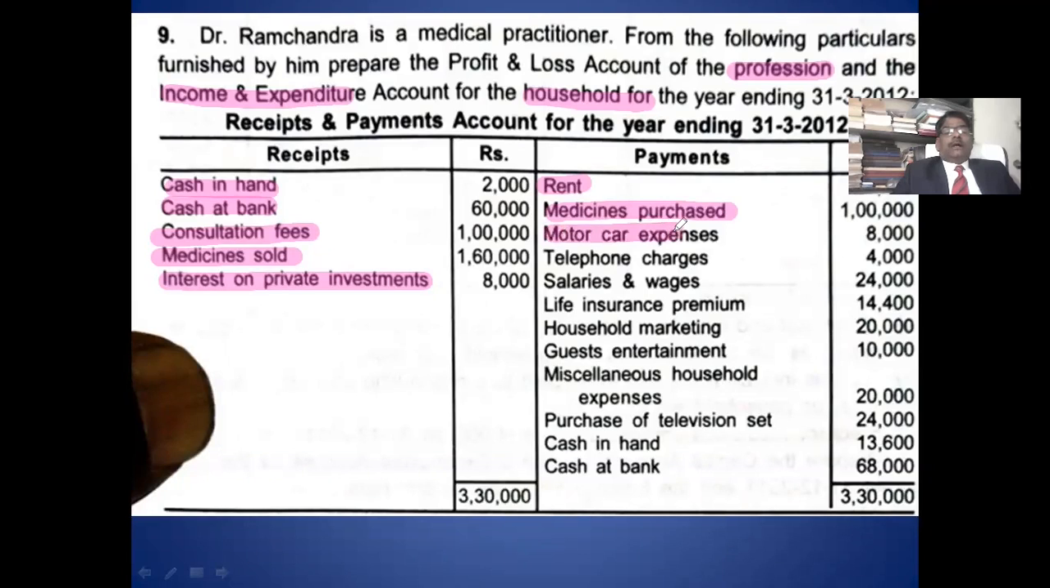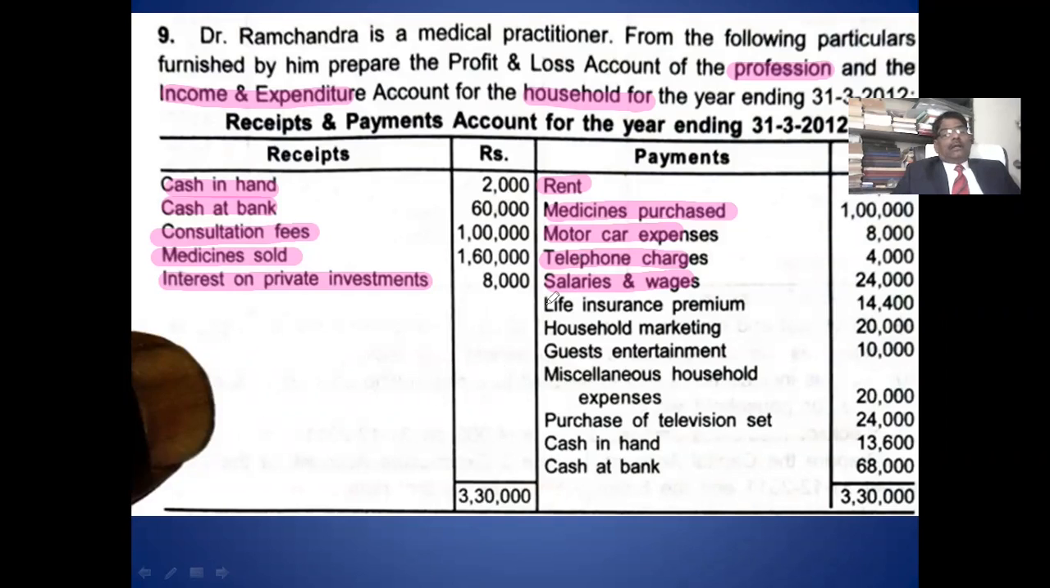Car expense. A car may be used for profession as well as household, so you have to take it according to instruction. Then telephone expense. A telephone may be used for household as well as profession. Salary and wages are related to profession, but sometimes they may also be related to household. These are the expenses coming on the debit side, but you have to check whether each relates to profession or household.